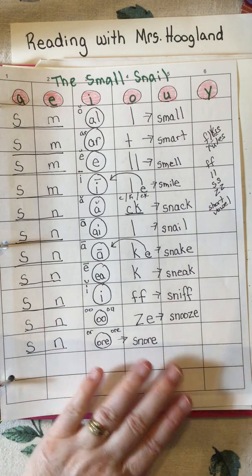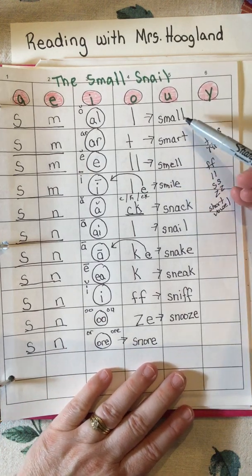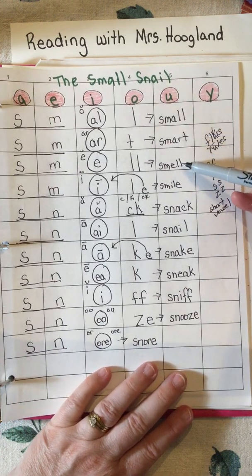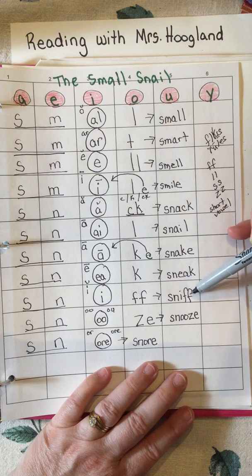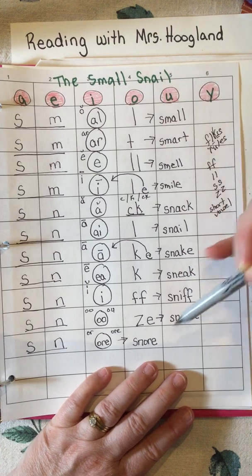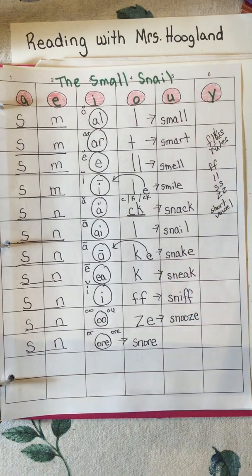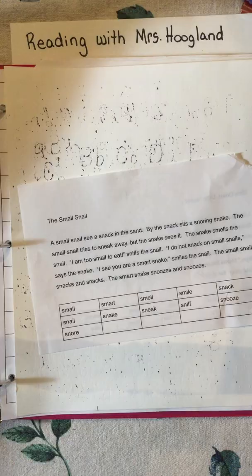All right, friends. Here's our words that are going to be in this story. Small, smart, smell, smile, snack, snail, snake, sneak, sniff, snooze, and snore. Good job, everybody. Ready for our story? The Small Snail. Here we go, friends.